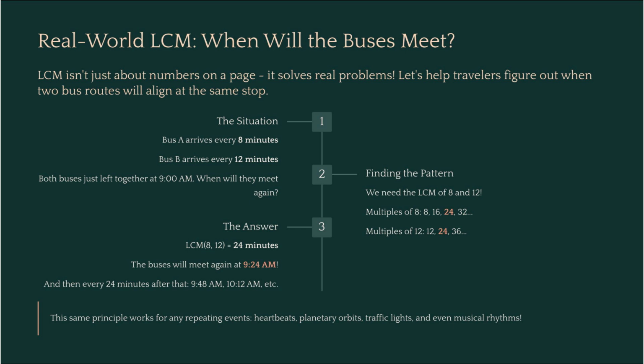The LCM is used in time and scheduling problems. If one bus arrives every 8 minutes and another bus arrives every 12 minutes, you want to know when they'll show up at the same time again. The answer is the LCM of 8 and 12, which we found is 24. They will both arrive at the stop again in 24 minutes. This solves a real-world timing issue.